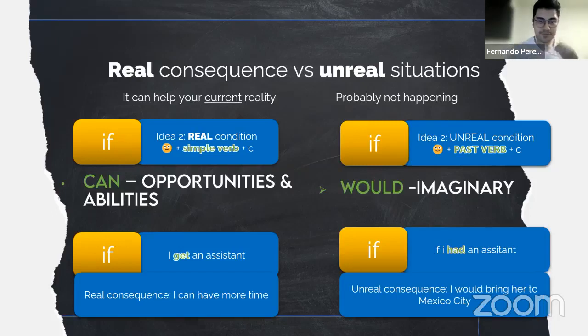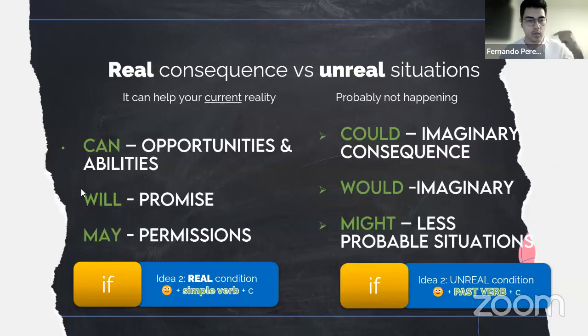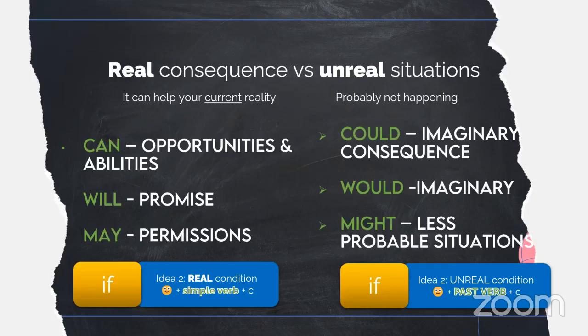Your turn. Karen, what will you do? Let's practice with this. What will you do if you see a car accident? If I see a car accident, I could call. Good. You're using unreal situation with a real consequence.